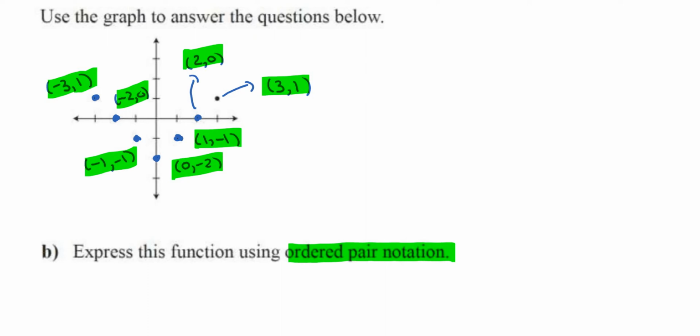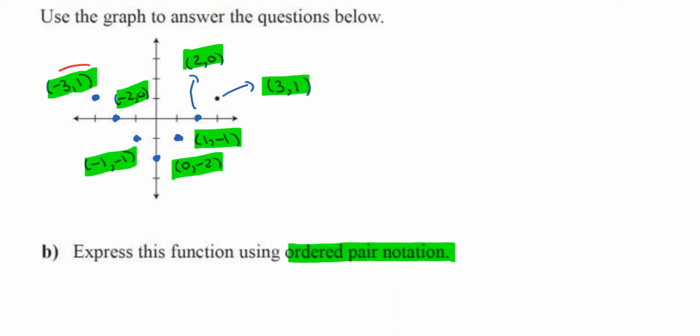This is part 2 of the homework video guide for section 3.2 on functions. For this video, I will continue off with question number 11. What I've done for question number 11 is I've gone ahead and labeled all the key points from the graph. And then for part B, I need to express this function using ordered pair notation. Okay, so let's do that.